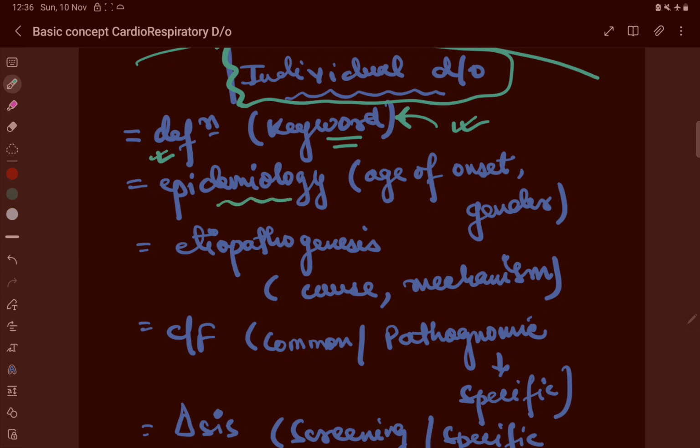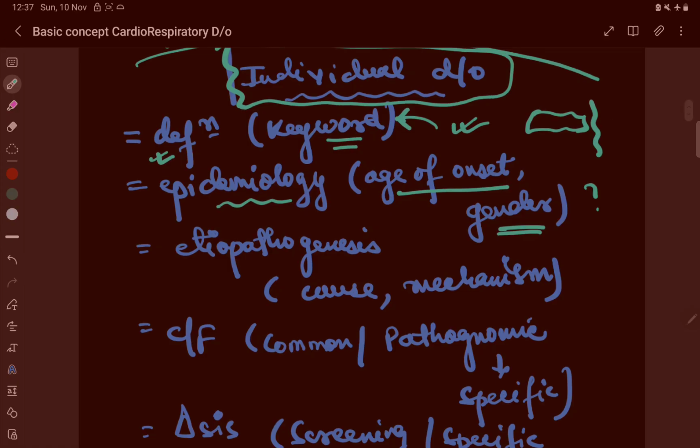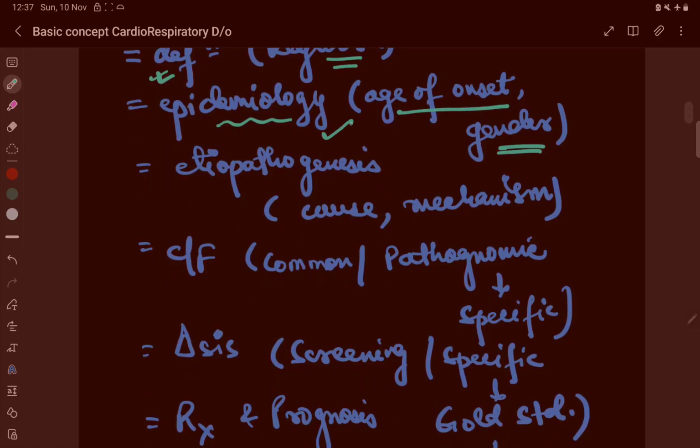The second part is the epidemiology, that is the age of onset and gender. Many diseases are gender specific, many diseases are age specific. It may be happening in the newborn, in the puberty age, in adult age, or in the elderly population or pregnant population. We are going to see all these. We are going to define which is more common in a particular age of population. The next is the etiopathogenesis, the causes and the mechanism.